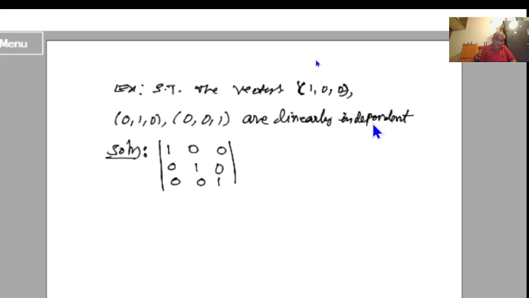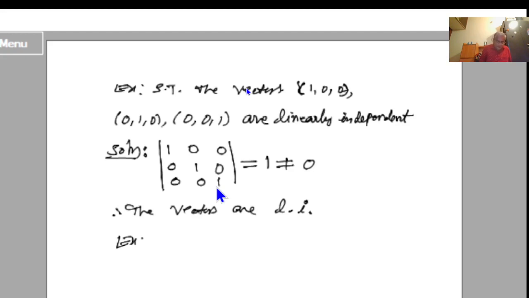So here, this is in the row echelon form. Then the value of the determinant is nothing but the product of the diagonal elements, 1 into 1 into 1. This is equal to 1, which is not equal to 0. Therefore, the vectors are linearly independent. Okay. One more example.